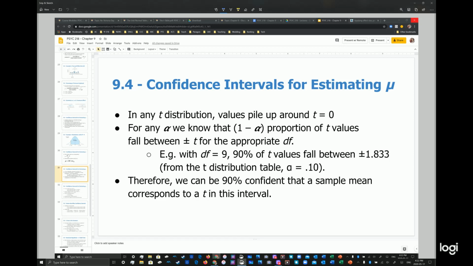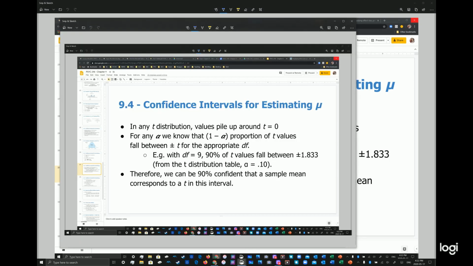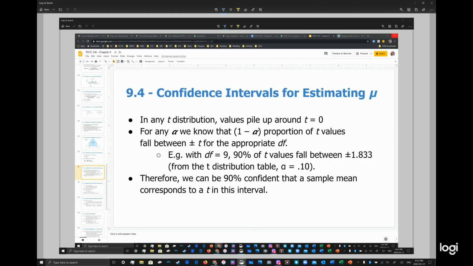So for example, if we have degrees of freedom of 9, this will be a totally different distribution. Here we have another t-distribution with a mean of 0 and degrees of freedom of 9, and we look for a 90% confidence interval. We know the middle portion is 90%, and then the left and right of this would be 5% each. And for a confidence interval, it's always two-tailed. There's no one-tailed confidence interval.